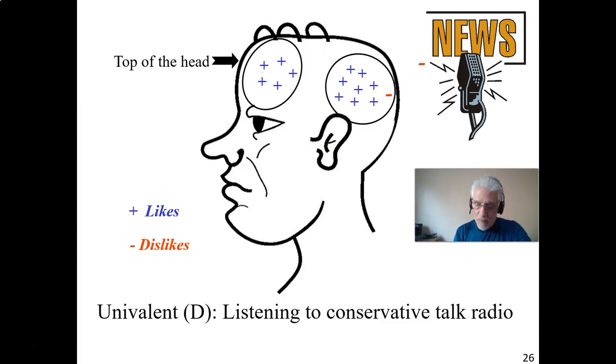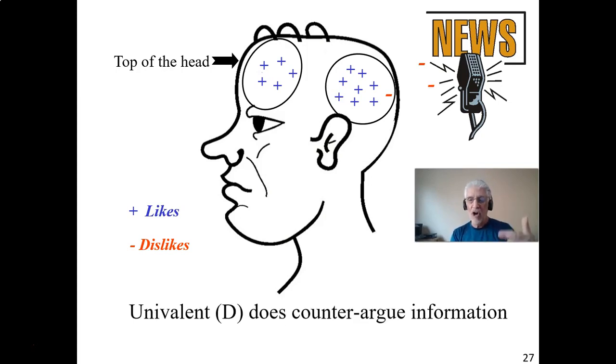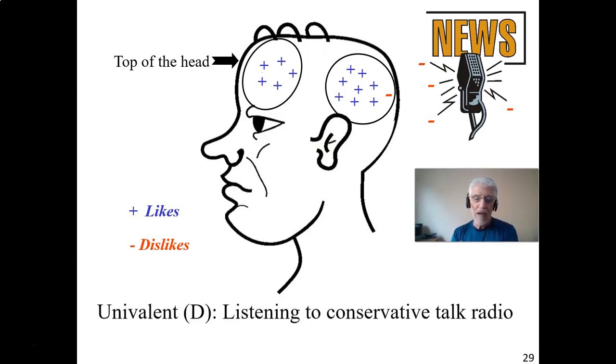But the thing about people who are univalent is that they counter-argue. So they start hearing negative things about the Democratic president, but what do they do? They start rejecting that information. They start arguing, no, that's not true. What about this? What about that? Maybe they're saying mean things about the person on the radio just as a way of counter-arguing. And so no matter how much negative information they hear about the president, they're just going to reject it. They're just going to counter-argue that information.